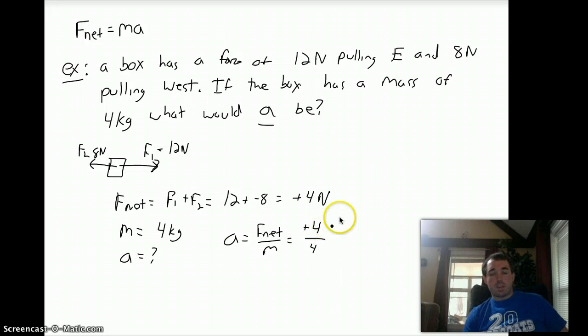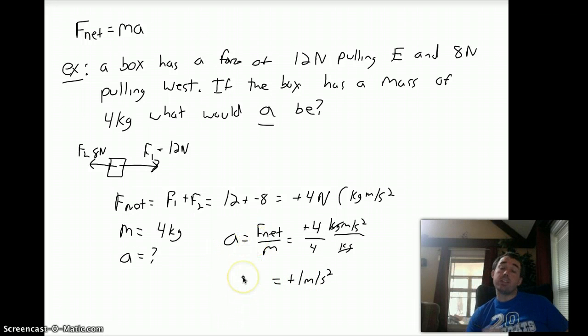So remember that a newton is a short way to write a long unit. Remember that it was kilogram meter per second squared. So kilogram meter per second squared divided by 4 kilograms. Kilograms cancel. We get the right units, so you don't have to worry about that. And we get plus 1 meter per second squared.